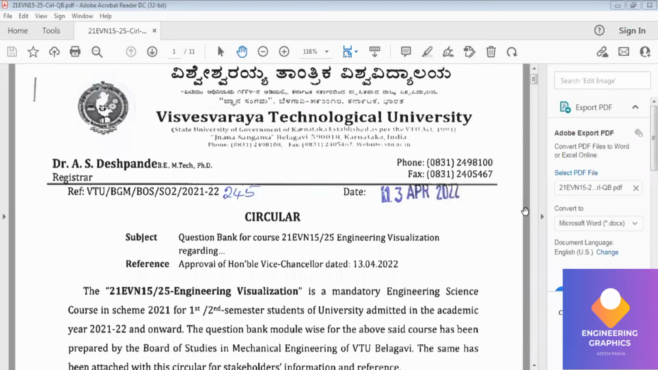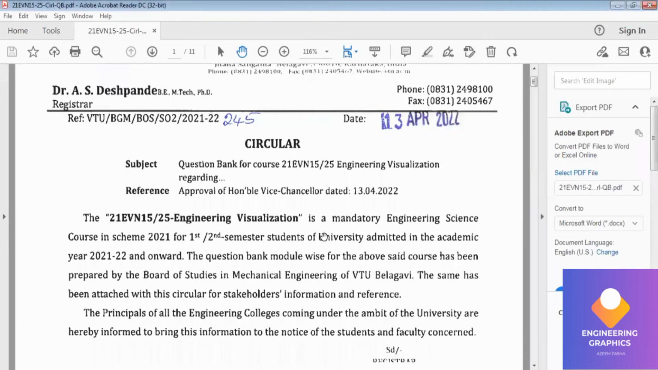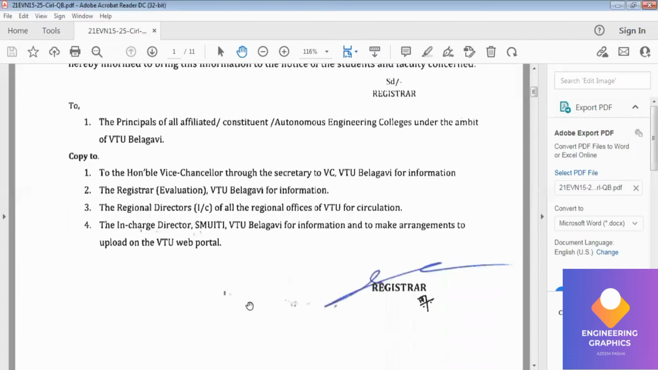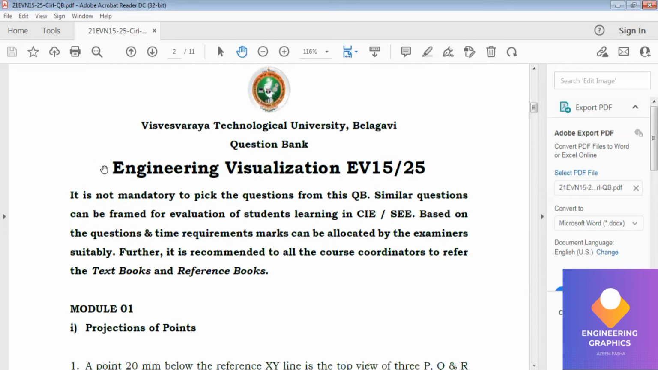Good morning, all. This is the question bank related to the engineering visualization subject, which is given from the VTU. You can see this is a compulsory, mandatory subject in the engineering science course. And here the question bank has been set by the Board of Studies in the Mechanical Engineering of VTU Belagavi.